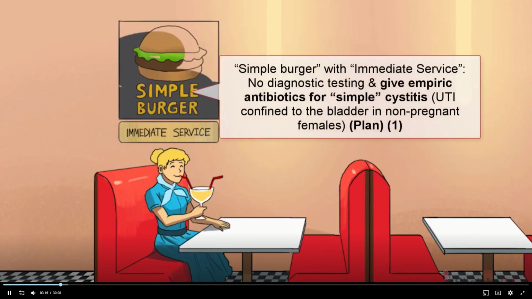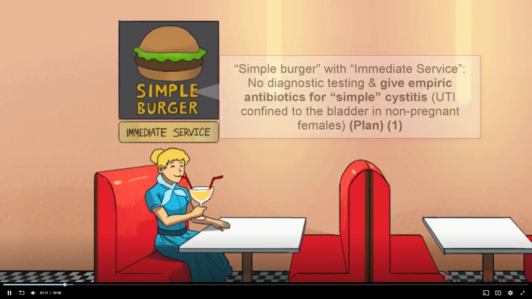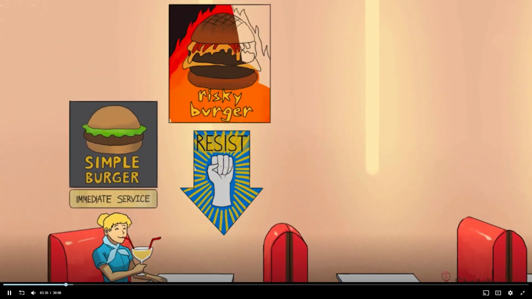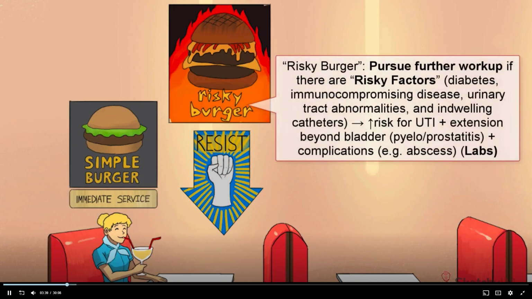Anyways, you might recall from our last sketch that non-pregnant, otherwise healthy women with classic symptoms of cystitis and no scary risk factors can be treated empirically without a need for diagnostic testing. That's pretty simple, just like simple cystitis. In general, if your patient doesn't fall into the simple cystitis category, get labs. This includes patients with those risky factors we talked about last time.